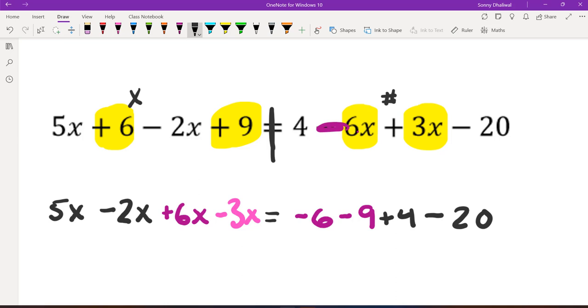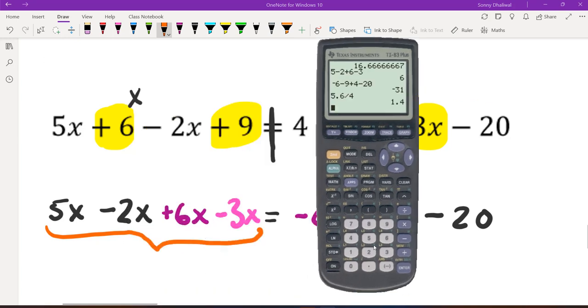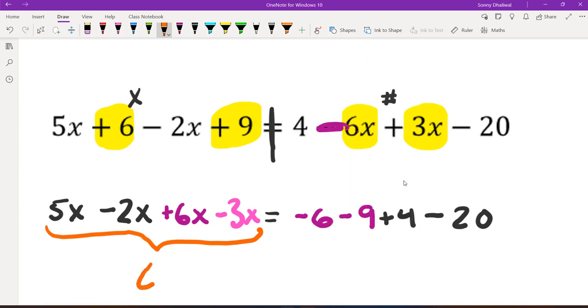Now, we need to combine our like terms. So just grab your calculator and just punch these numbers straight in as you see. Or you can do it in multiple steps if you want, but I would do it just at once, right? Less likely to make an error. So I have a 5 minus a 2 plus a 6 minus a 3. Just do it all in one go. And I end up with 6. So that is a 6x.